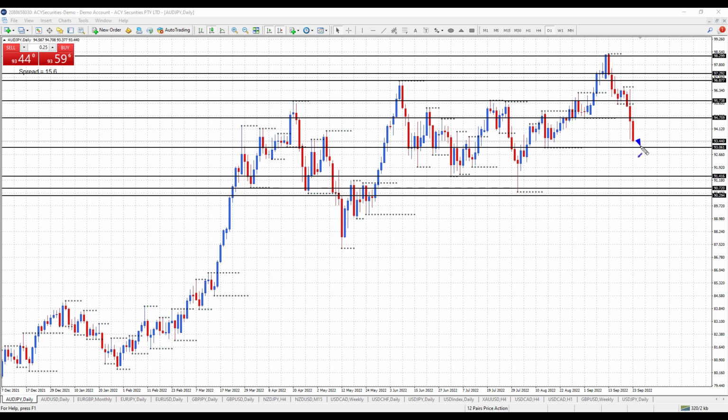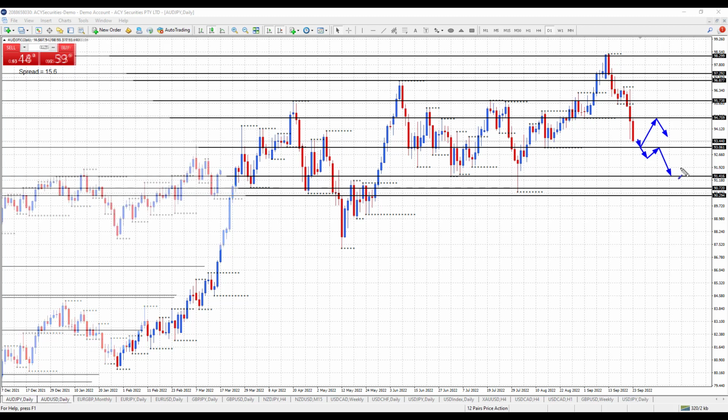Does price come down to this level and start to find support? We could see a relief rally back up to broken support here at 94.75 before a further decline. Of course, we could just move through this level at the start of the week, 93.06. That could become resistance for a move down to test weekly support at 91.41. So those are the levels that I'm watching on the Aussie yen next week.